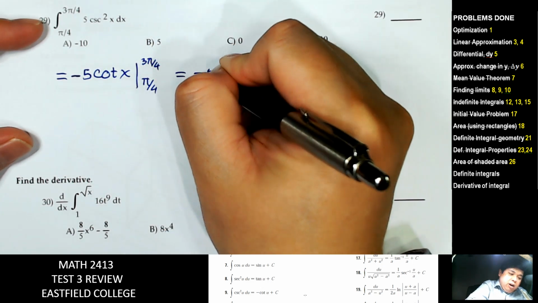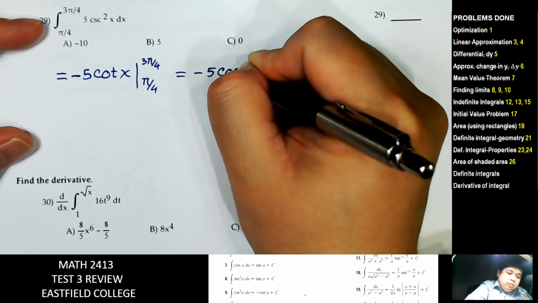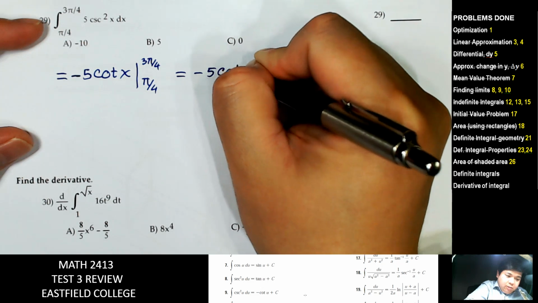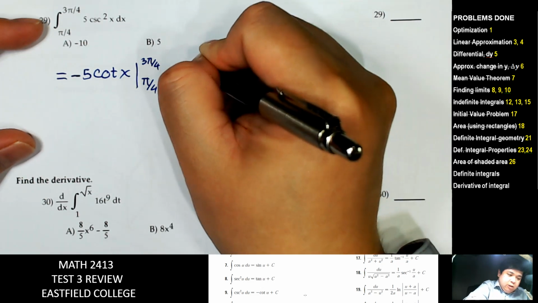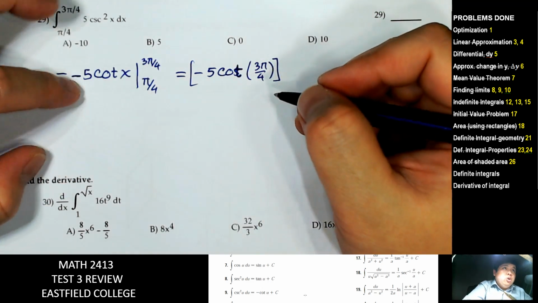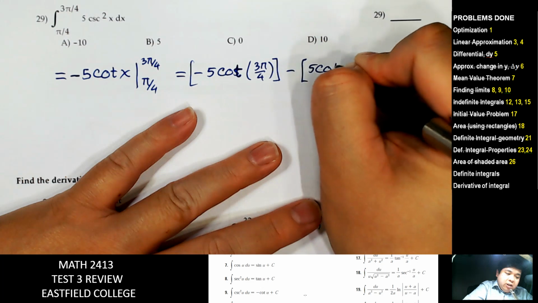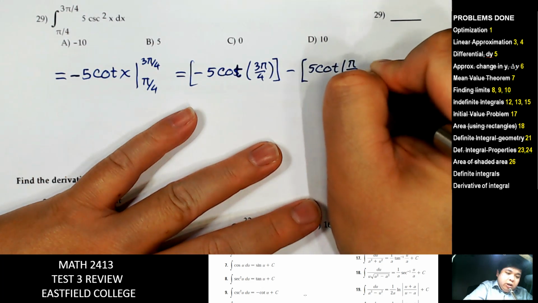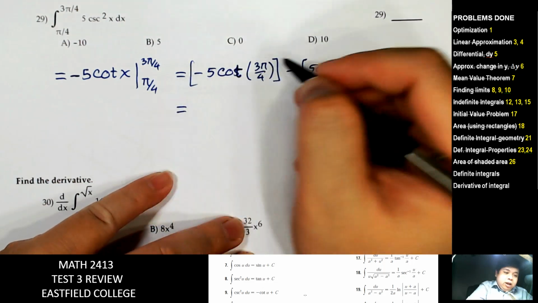So we have negative 5 cotangent of 3 pi over 4. That's where we put the top limit, and minus 5 cotangent of pi over 4 where we put the lower limit, and we do that.